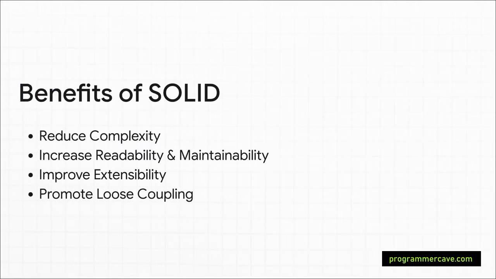I mean, obviously, your code gets less complex, easier to read, that's a given. But for me, the real magic is in the last 2 points here. Extensibility, that's the ability to add new features without setting the whole house on fire. And loose coupling, that's the holy grail. It means your different modules aren't all tangled up like a bowl of spaghetti. They can be worked on, tested, and changed independently.